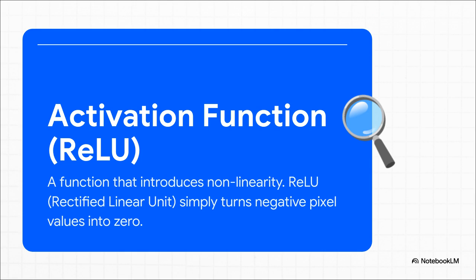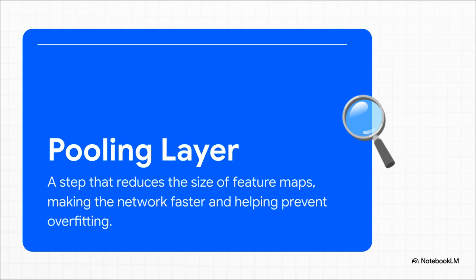It helps the network learn complex, real-world relationships, which are almost never just simple straight lines. It's kind of like letting the network decide which signals are important enough to pass on and which ones it should just ignore.